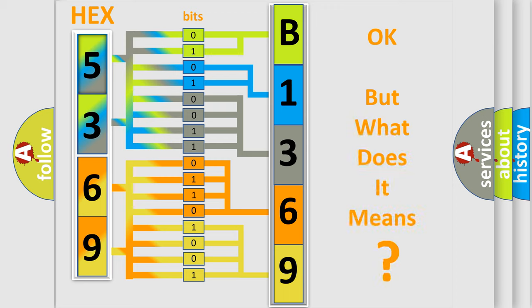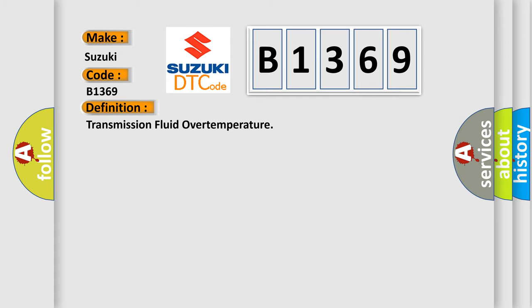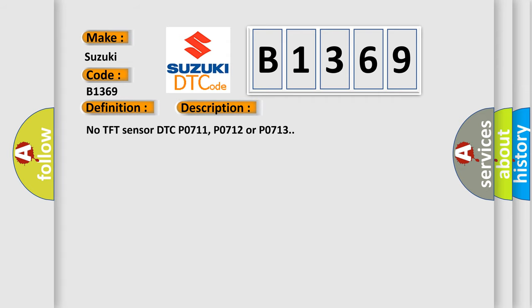The number itself does not make sense to us if we cannot assign information about it to what it actually expresses. So, what does the diagnostic trouble code B1369 interpret specifically for Suzuki car manufacturers? The basic definition is transmission fluid over temperature. And now this is a short description of this DTC code.